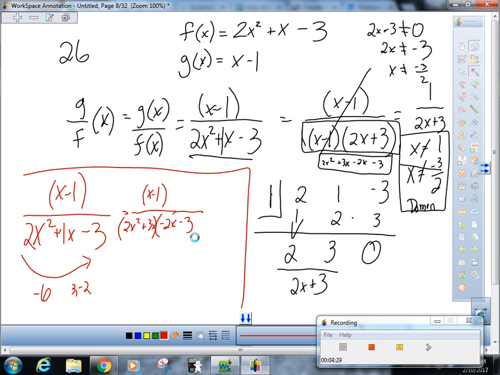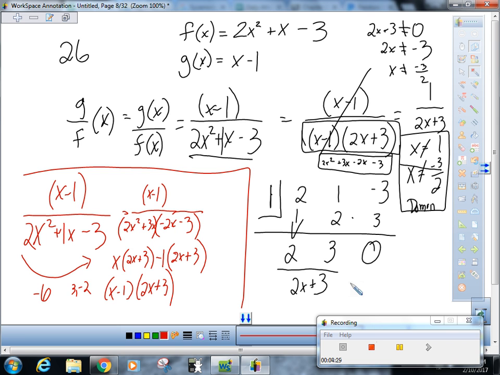We factor by grouping. So what number goes into the first side? X. And you factor out a negative 1 from the second side. And then you turn that into x minus 1 times 2x plus 3. Do you see that's the same thing we got using synthetic division? Okay, so those are your two options on how to do that.